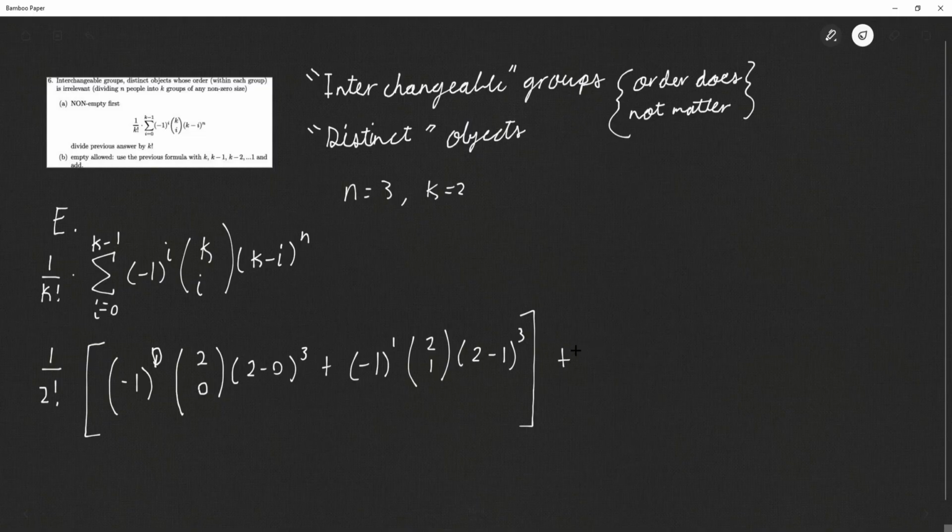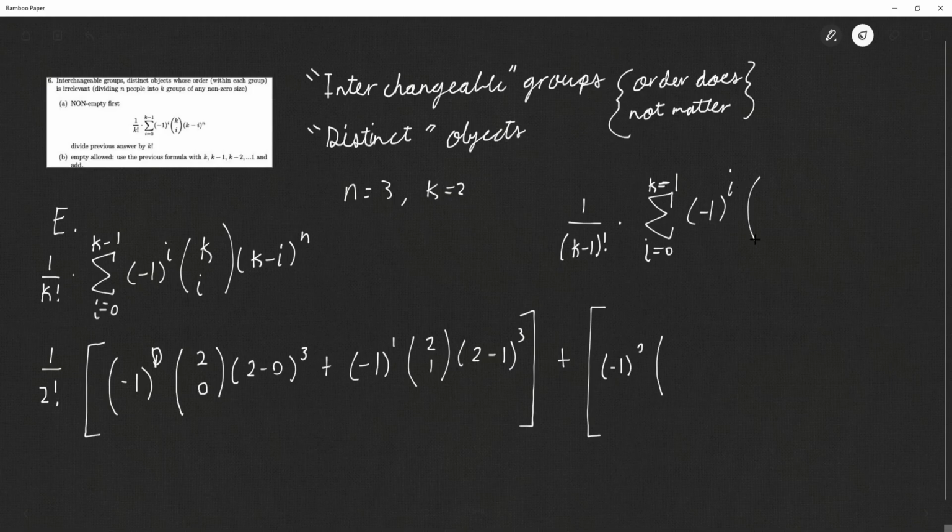But now we have to add it again, because now we need k minus 1 all the way up until it's equal to 1. So this will be -1 to the power of 0 multiplied by, instead of k, it's going to be k minus 1. So if I write out the formula again, it'll be 1 over k minus 1 factorial multiplied by the sum as I goes from 0 to k minus 1 of -1 to the I multiplied by k minus 1 choose I multiplied by k minus 1 to the power of n.